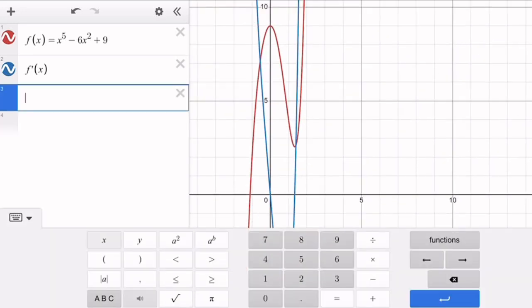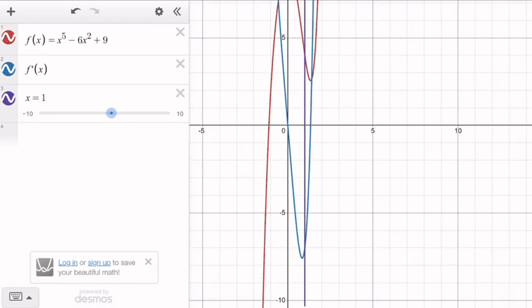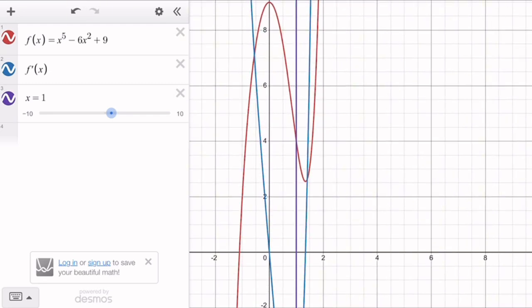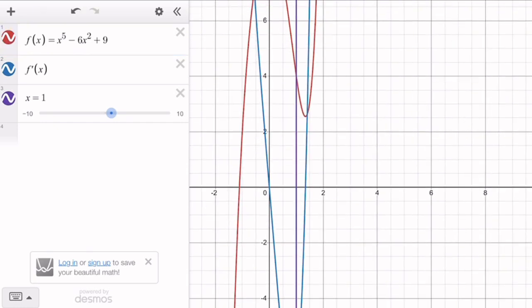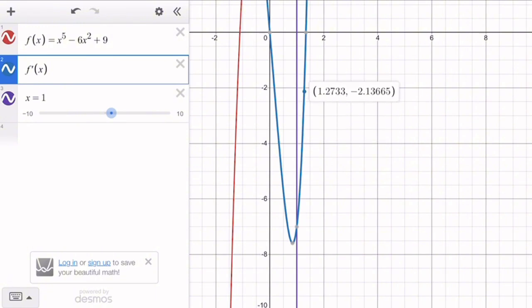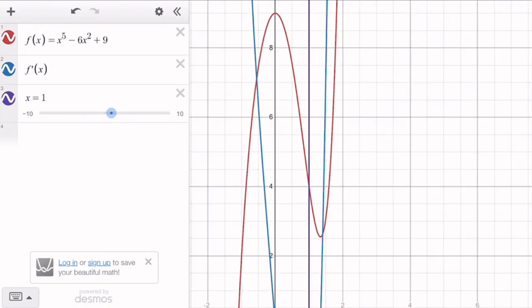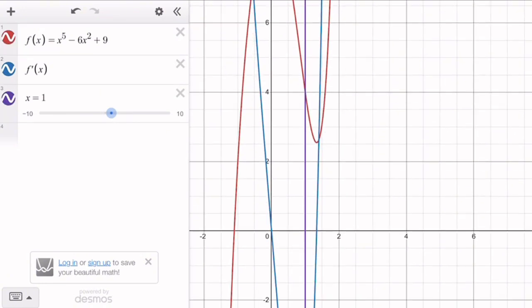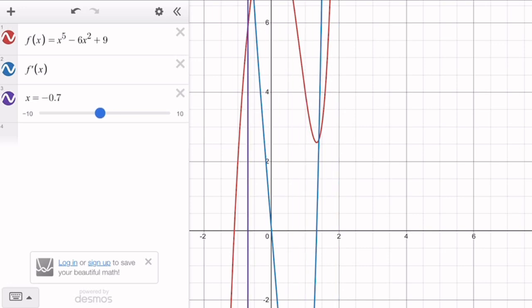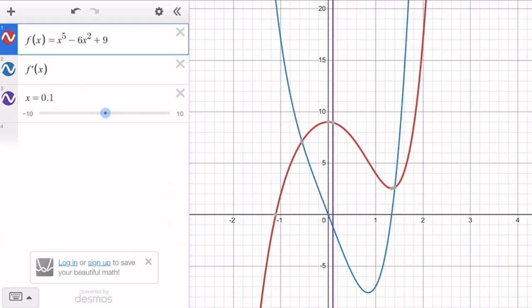So let's take x equals 1. The red graph here is going to be at this point right here. So what's the slope at this point? Well, the derivative, this blue graph right here, gives us the answer. The slope is going to be -7. So the slope at this point is going to be -7. And we can do this at all points. So we can just move this around. That's what the derivative is.